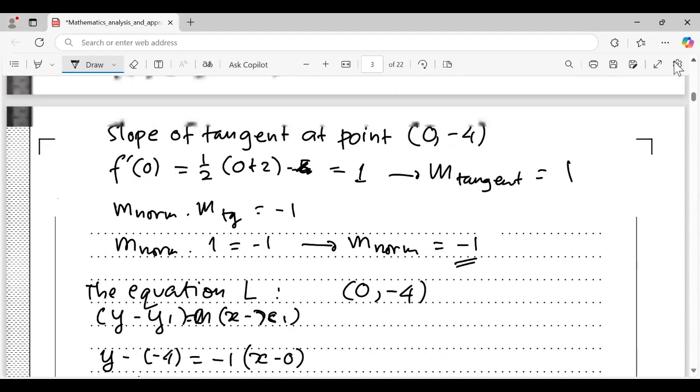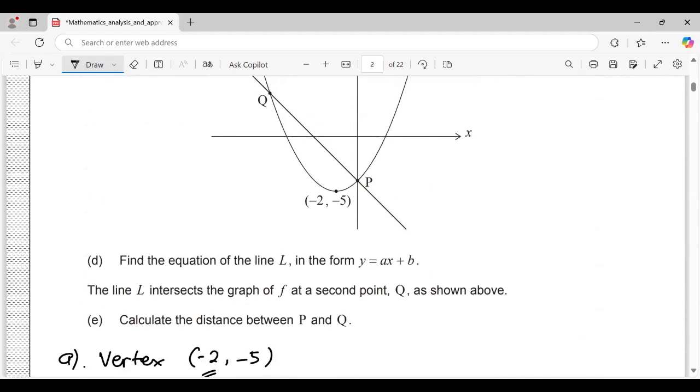Next question. The line L intersects the graph of f at a second point, Q, as shown above. So Q is the intercept point between this curve and this normal line. Calculate the distance between P and Q. So we are going to find Q first, and after that, find the distance between point P and point Q.